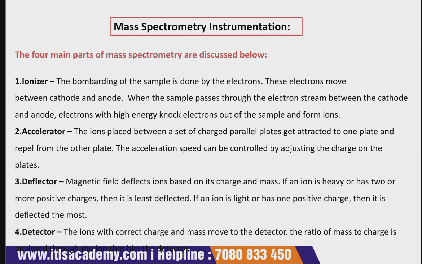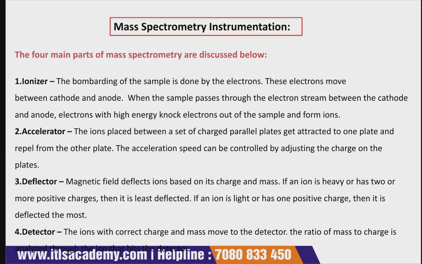So the ionizer is a very important part of mass spectrometry. Why? Because it is involved in the bombarding of the sample by electrons. These electrons move between the cathode and anode. So when the sample passes through an electron stream between the cathode and anode, electrons which have very high energy knock electrons out of the sample and form the ions.